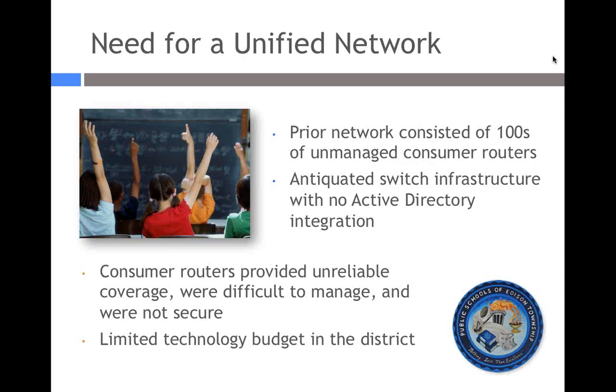So the consumer routers were unreliable. They broke all the time. They had no management whatsoever. They weren't secure. Obviously, the obvious problems that we would all see with this. And then a limited technology budget, again, prior to my arrival. So once we recognized that, I sat down with the board and the superintendent, and we said we're going to provide wireless connectivity in several of the schools in the district moving forward. When we're going to do that, we're going to manage it, and we're going to put in an enterprise-class wireless network, and we'll move forward with that. And that's sort of how we got to the point we're at today.